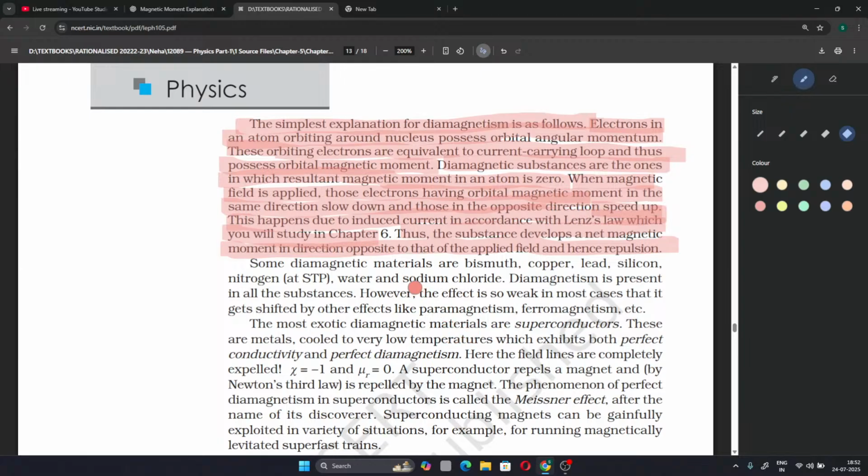Let's read that again. They're saying that normally the net magnetic moment will be zero, but when a magnetic field is applied, the magnetic moment in the same direction as the magnetic field will slow down and the others will speed up. This happens due to induced current in accordance with Lenz's law.